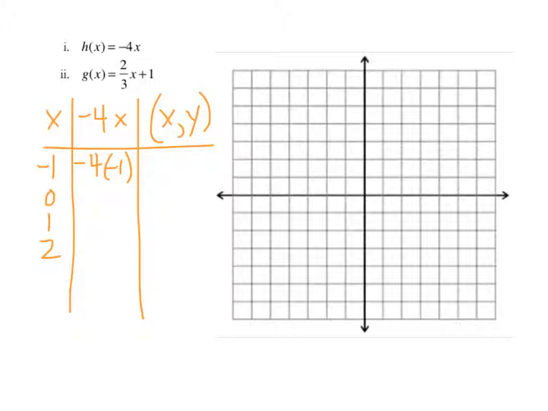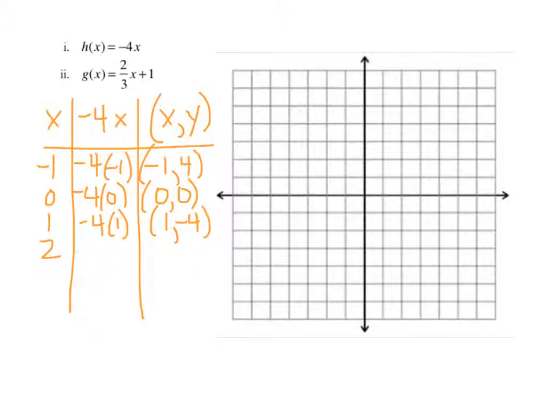So that gives me +4, so the first ordered pair is -1, 4. Second ordered pair is 0, 0. The third ordered pair is 1, -4. And the fourth ordered pair is 2, -8. Now we plot them. 2, -8 is not going to fit on my graph. Bummer. That's okay. We'll graph what we can.